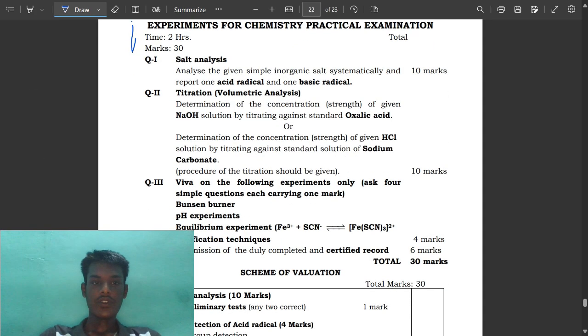First is salt analysis. Easy. An inorganic salt is given for analysis, and we have to report one acid radical and one basic radical.